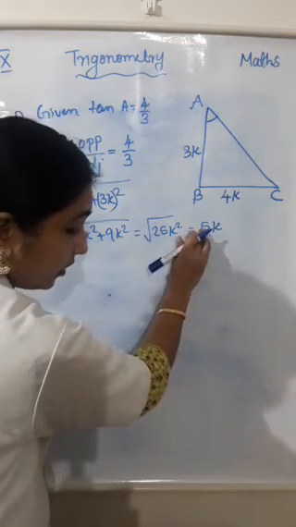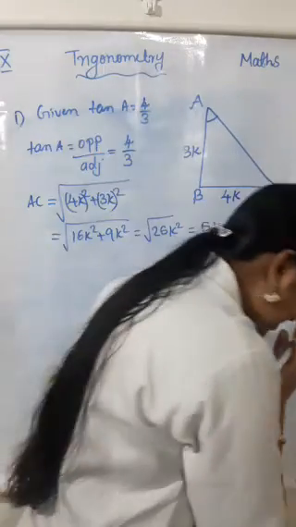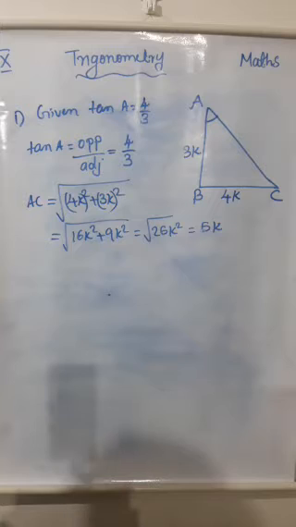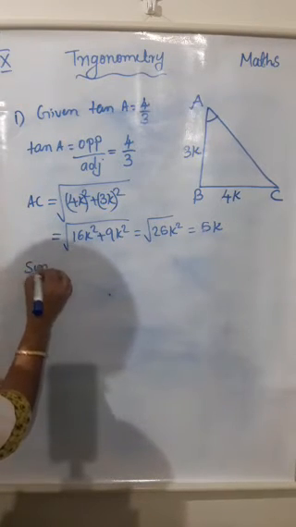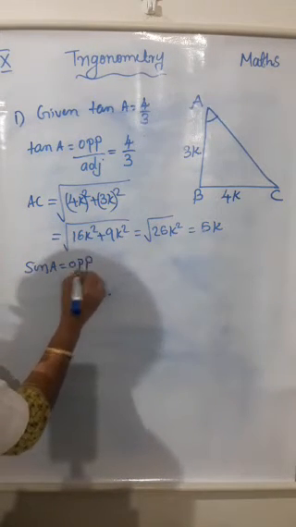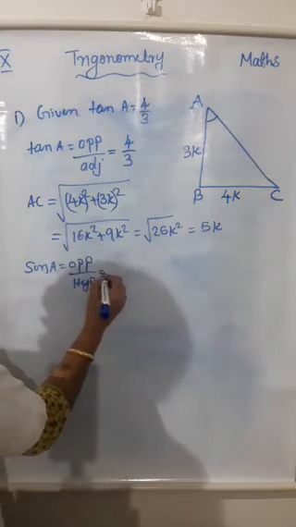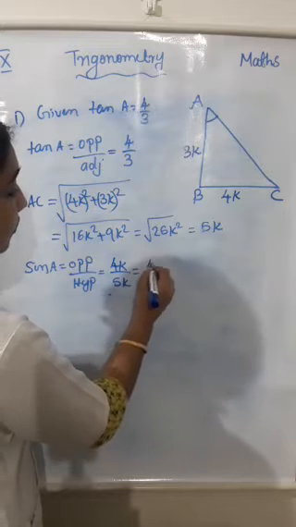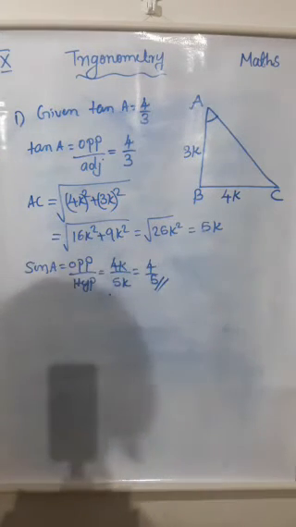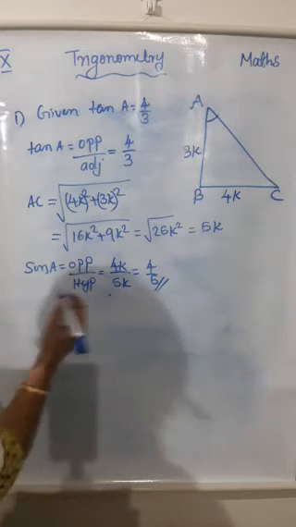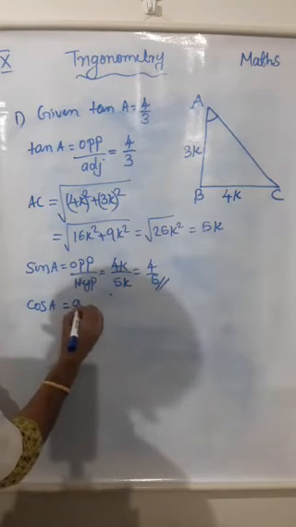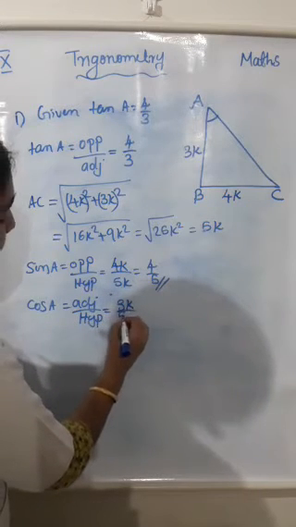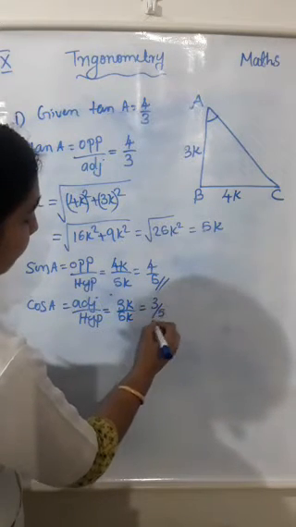So we got the hypotenuse is equal to 5k. AC is equal to 5k. Then find other trigonometric ratios. Sin A is equal to opposite by hypotenuse. That is equal to opposite side 4k by 5k, which is 4/5. k and k are cancelled. So we got sin A is 4/5. Then next cos A. Cos A is equal to adjacent side by hypotenuse. That is equal to 3k by 5k is equal to 3/5.